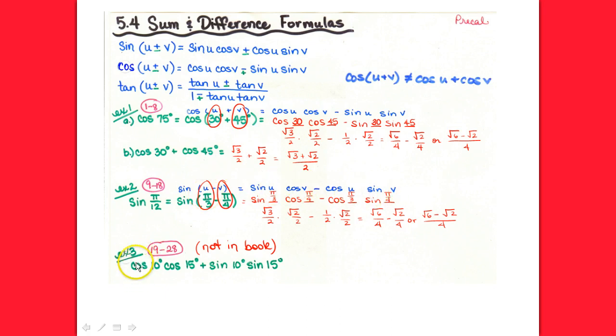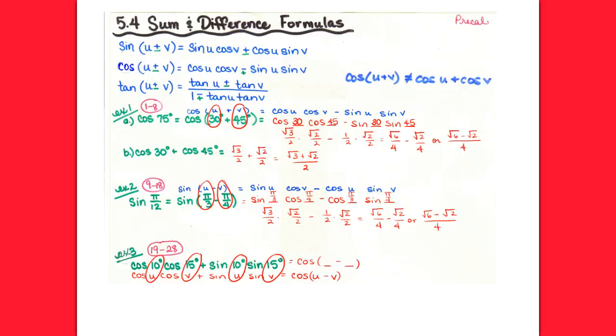We've got cosine, cosine, plus sine, sine. Cosine, cosine, plus sine, sine. So if you look at the top of the page, which of those formulas is cosine, cosine, plus sine, sine? Cosine u minus v. That's our cosine subtraction formula. So I'm going to do cosine u minus v, because that's the formula that fits what we've got here.